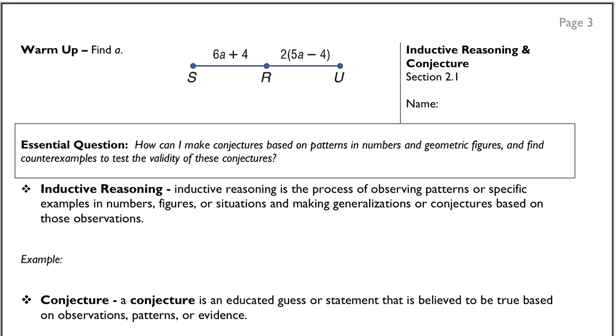Our main goals are making conjectures based on patterns in numbers or geometric figures, as well as finding something called a counterexample in order to test the validity of a conjecture. So the first things we're going to talk about are inductive reasoning and conjectures.